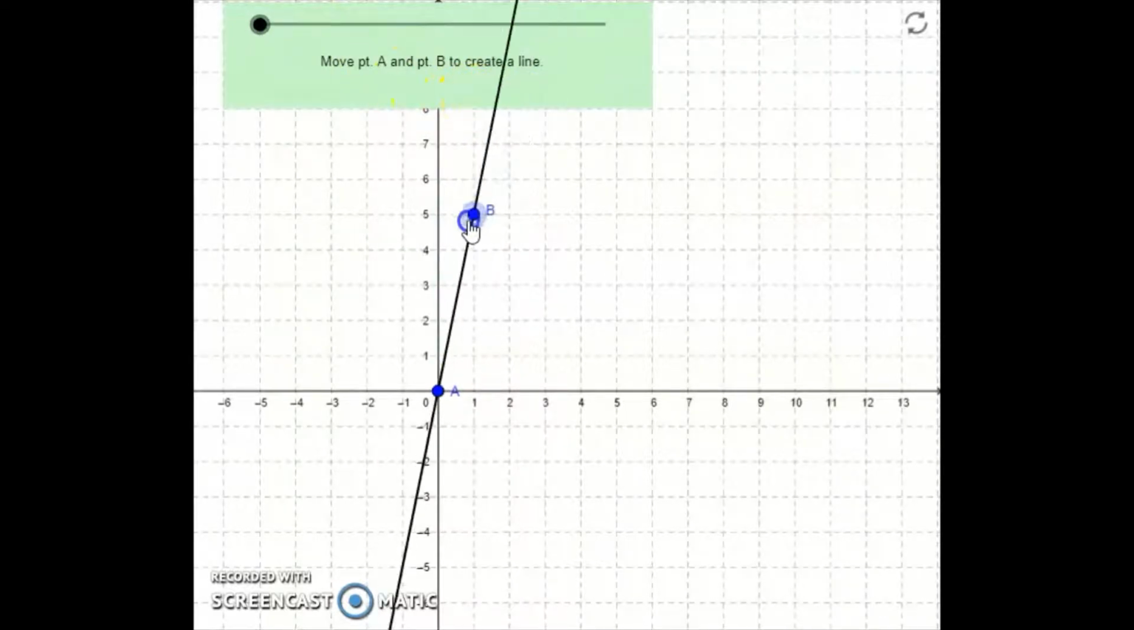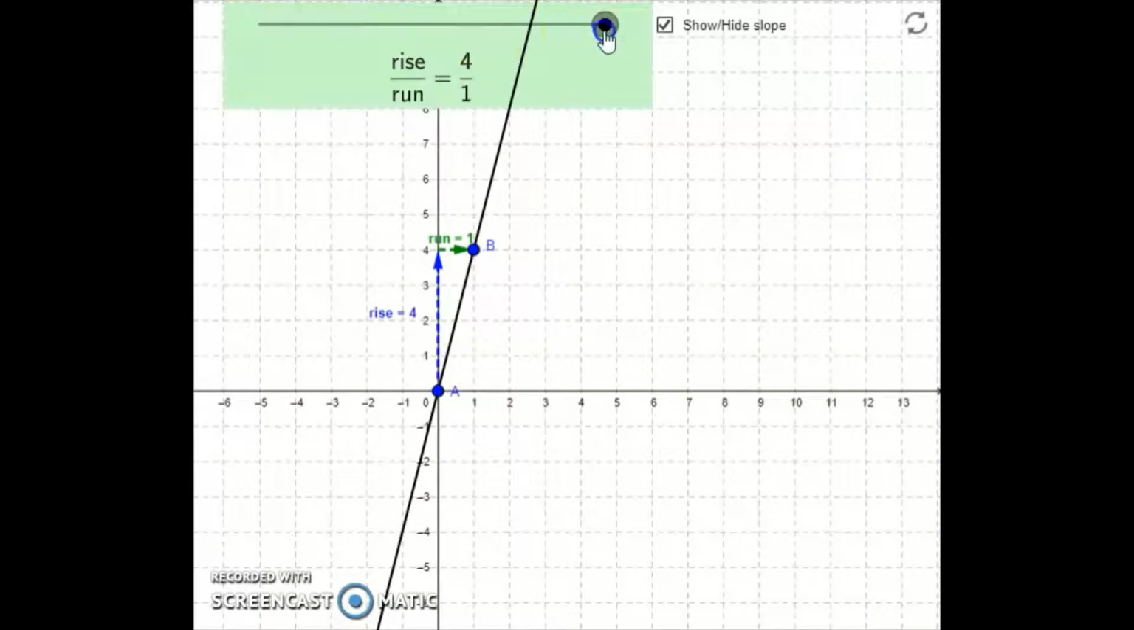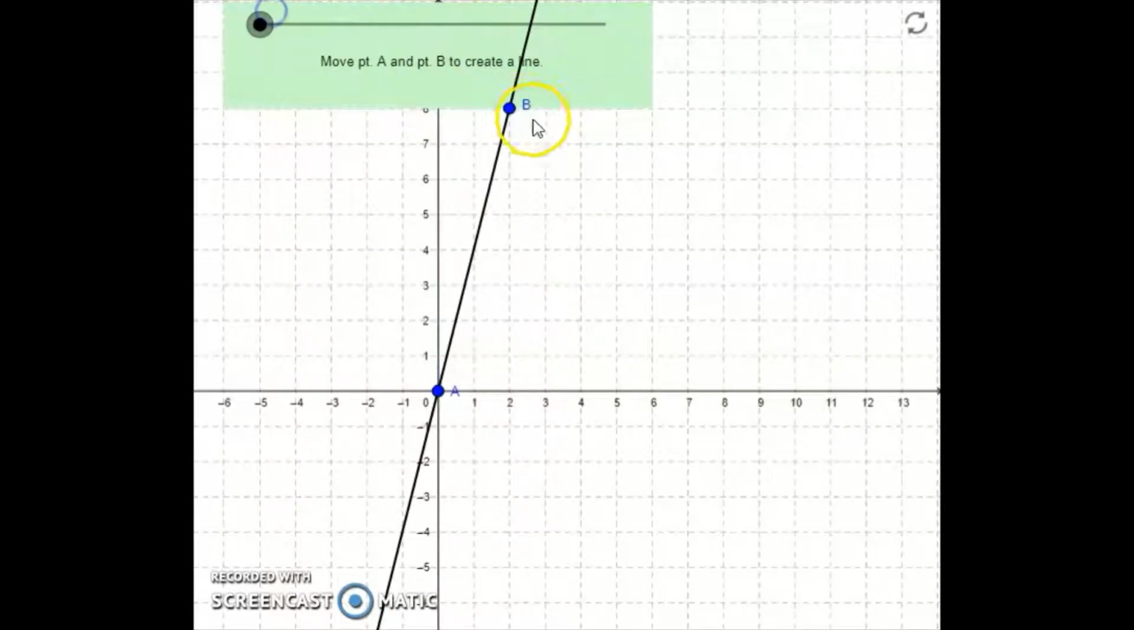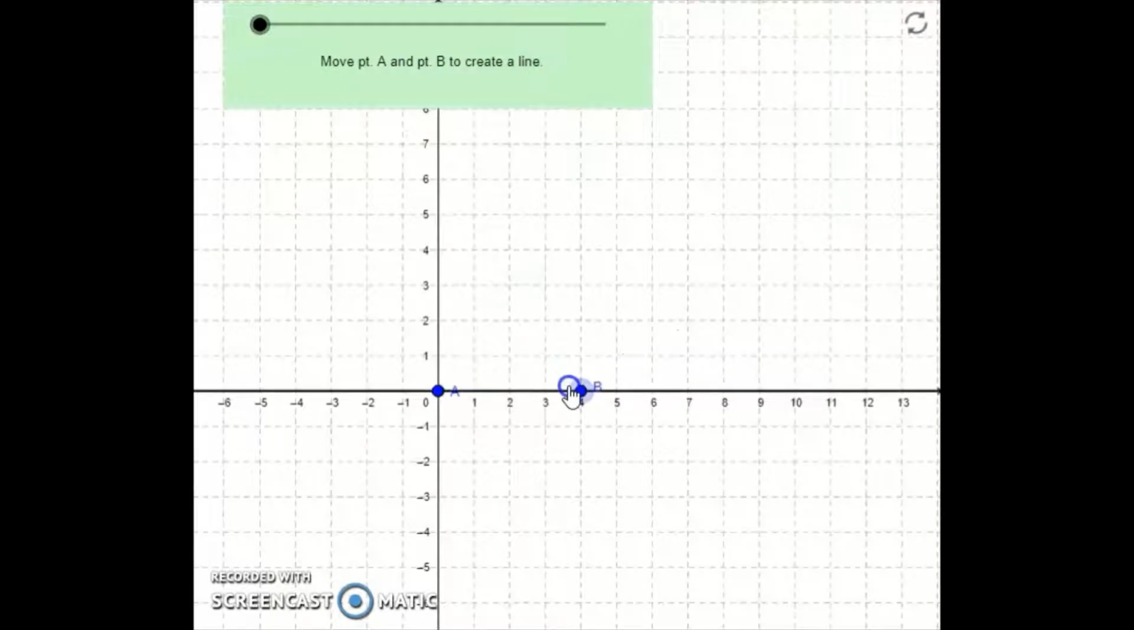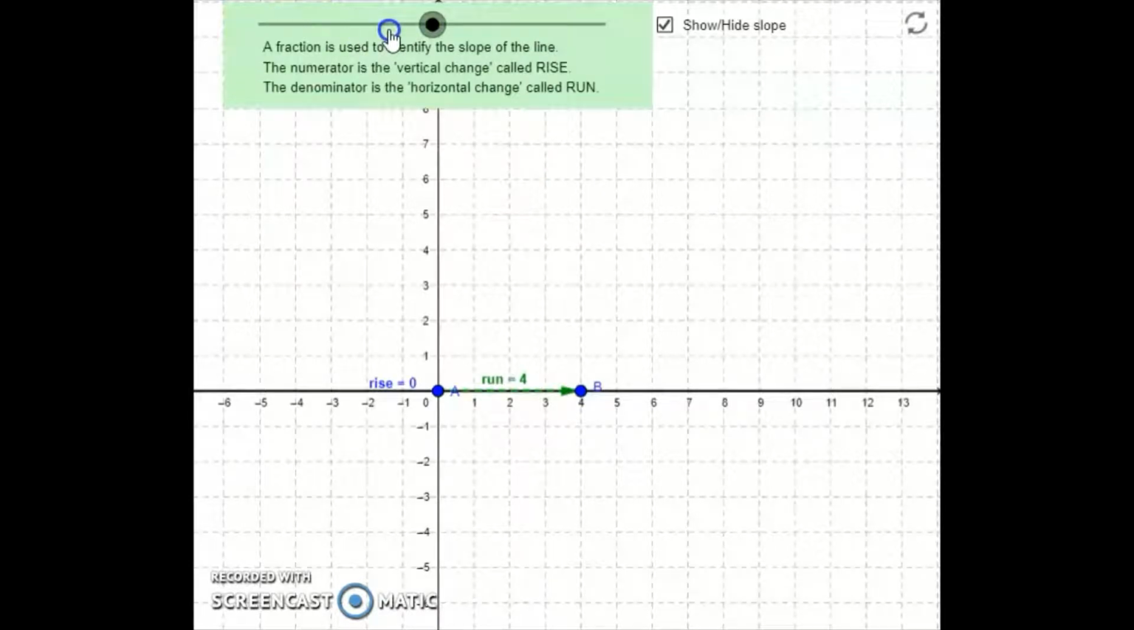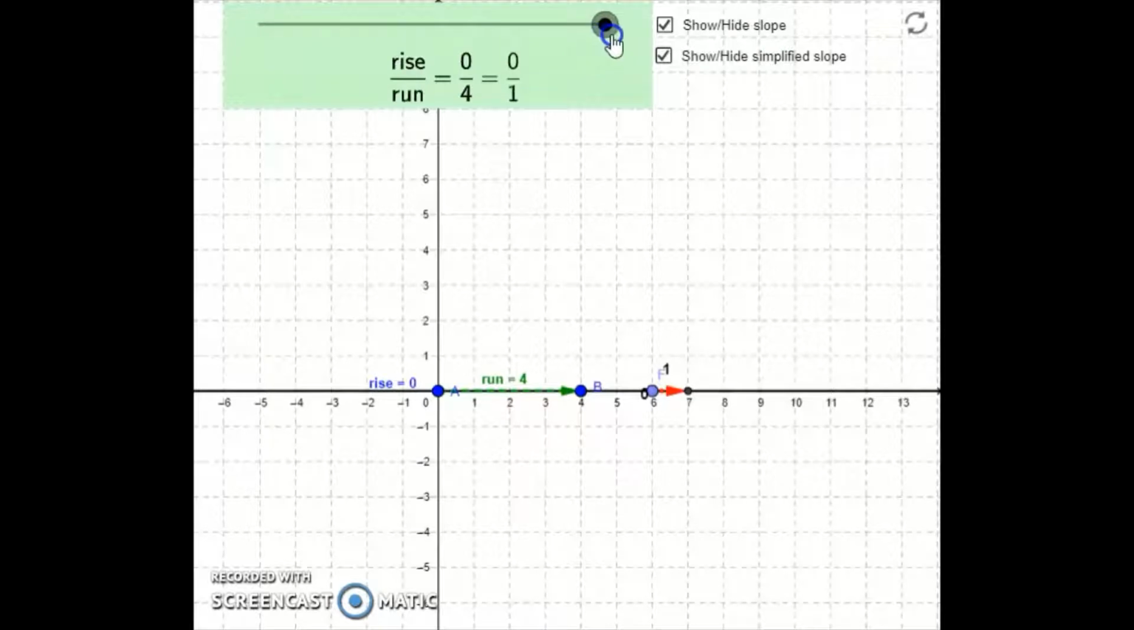If I can do this down here just as well. And my simplified slope. Where else can I take point B? Well, what about if I take point B to be somewhere on this x-axis? Well, then my rise is 0 and my run is 4 and my slope will just be 0.